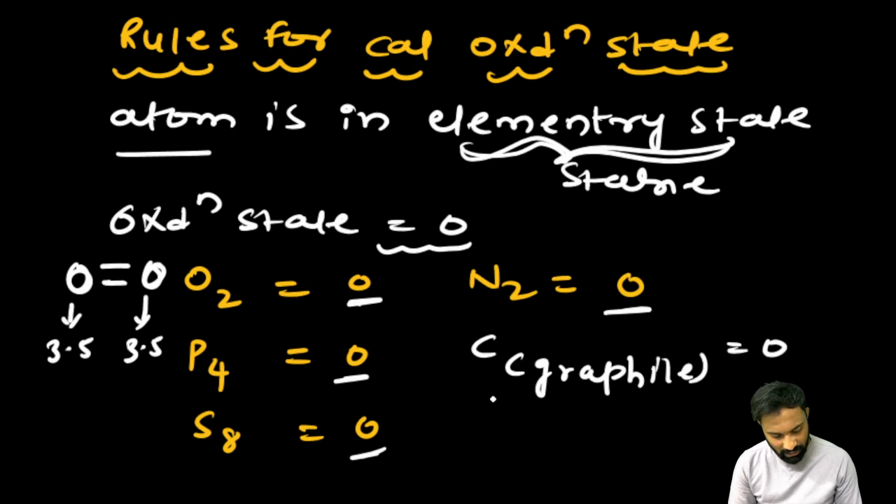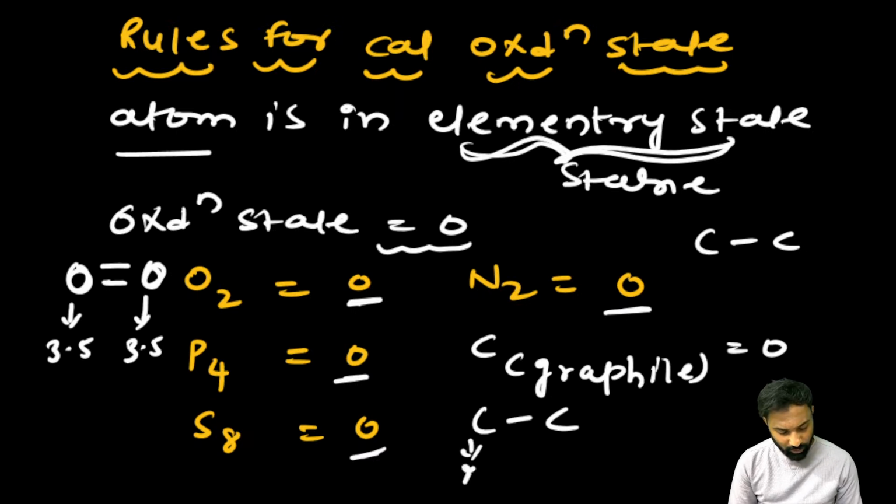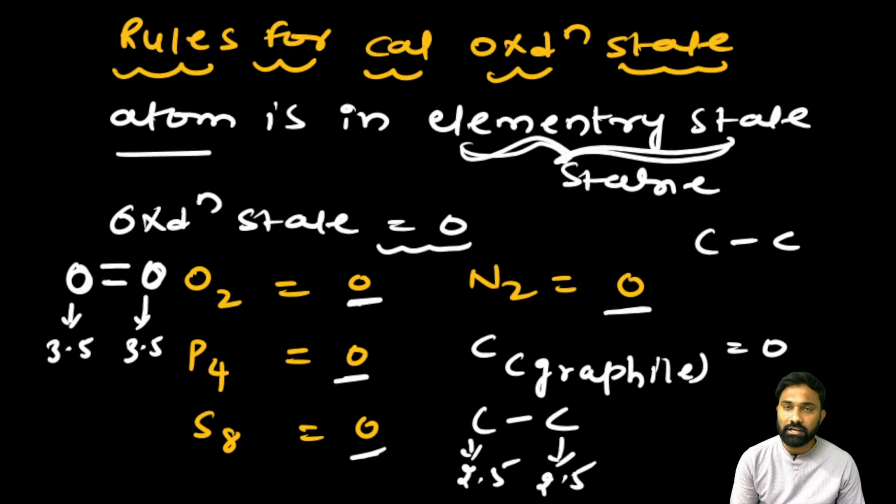Right? Here also carbon graphite, C–C will be there. Carbon diamond also, C–C will be there. Here 2.5, here 2.5. Both oxidation states are 0. I hope it is clear for everyone, or are you getting any confusion?